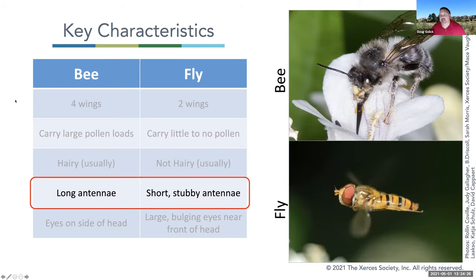In comparison, bees have much longer antennae than flies. If you look at the top one here, this is a very typical type of bee. Antennae with multiple segments and quite long compared to a fly.